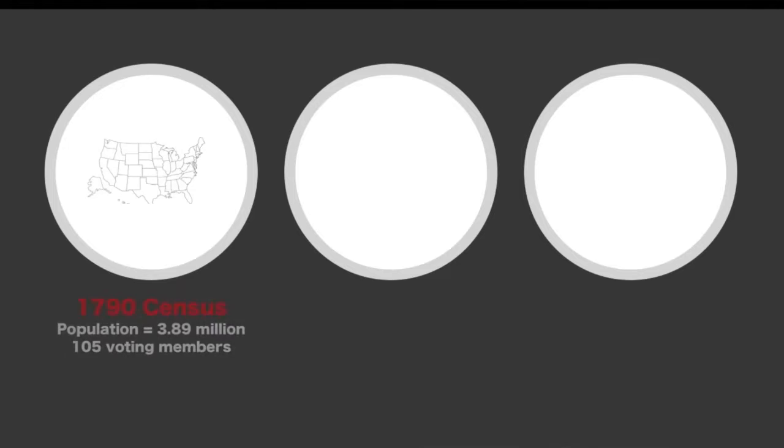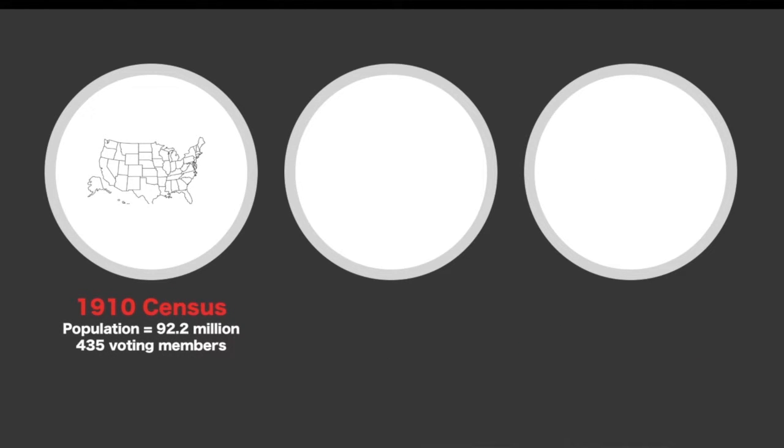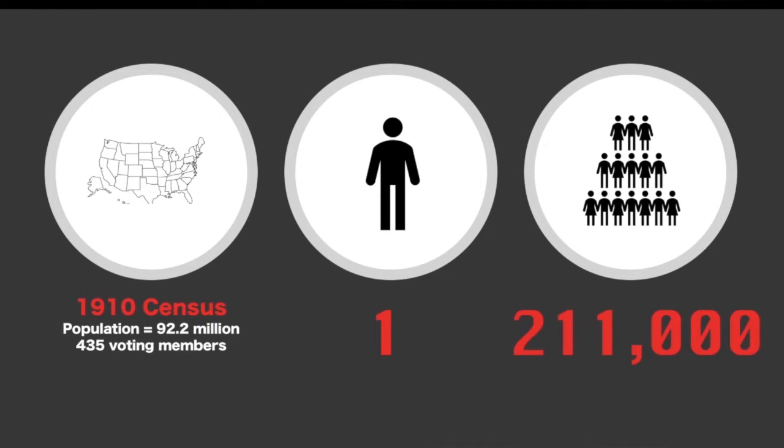For context, the 1790 census, conducted during George Washington's first term, showed the national population was 3.8 million, and the first statutory apportionment of the U.S. House resulted in 105 voting members, each representing on average 37,000 people. 120 years later, in 1910, according to the census, the national population had grown and was now 92.2 million people, and each representative in the U.S. House represented on average 211,000 people. This is when the House effectively stopped growing in size and became essentially fixed at 435 voting members.